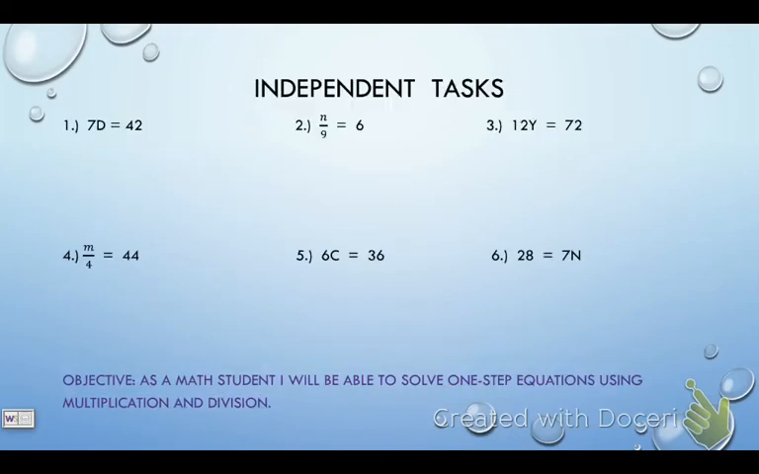Okay, ladies and gentlemen, you got to this independent task. Get to it and get them done, and then come back and I'll show you the answers, okay? But you do the work, not me just copying. Don't just copy my stuff. Got it? Get it. Go.